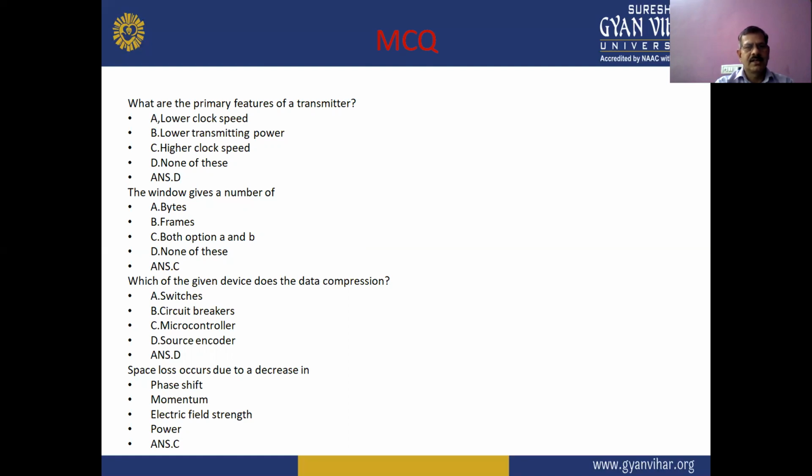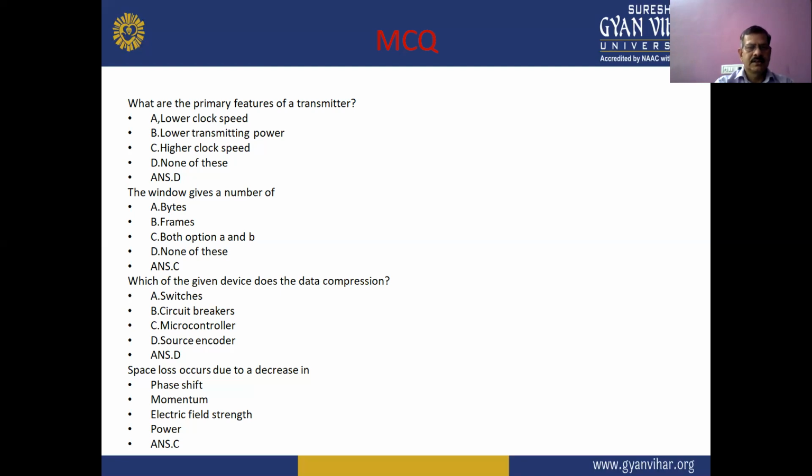In next, the window gives a number of option A bytes, option B frames, option C both options A and B, option D none of these. So the window gives a number of both bytes and frames. So the correct answer is option C.